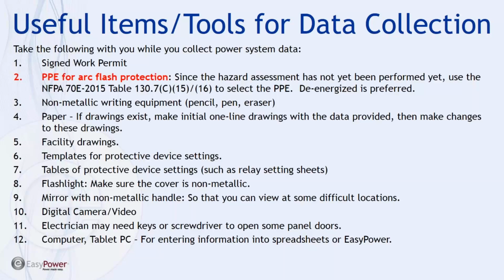Obviously flashlights, mirrors so you can reach behind and view labels that may sometimes be out of direct sight, but make sure these are non-metallic. Highly valuable is a digital camera, some kind of recording device that you can incorporate what you see and not have to go back to the piece of equipment multiple times because you didn't adequately collect all the data.